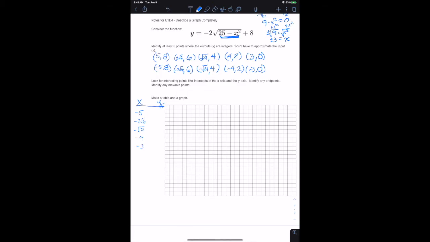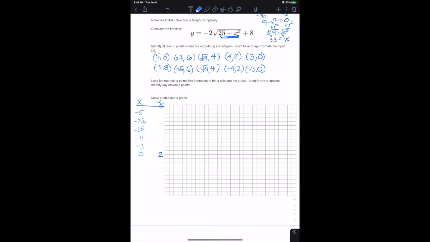And for the fun of it, I'm going to throw in a 0 here because I know that that's going to come out to a nice value. And the reason why, if I let x be 0, then I say 25 minus 0 is 25. Square root of 25 is 5. -2 times 5 is -10. -10 plus 8, 2. Okay, so we got that y value pretty easily.